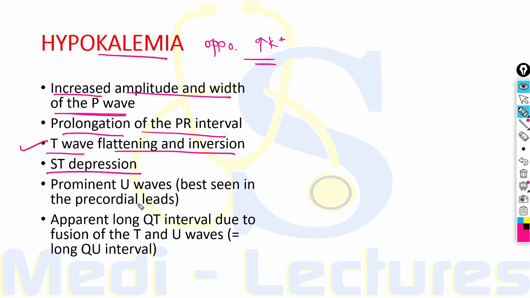Due to this T wave flattening, the U waves become prominent, and these are best seen in the precordial leads. There is an apparent long QT interval, but this is not the QT interval. This is the QU interval because there is fusion of T and U waves.